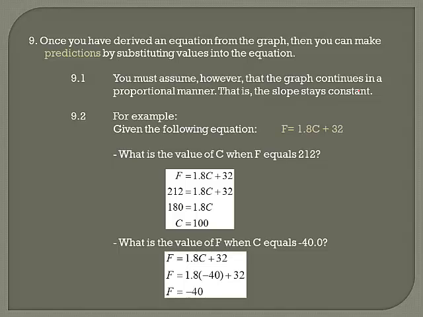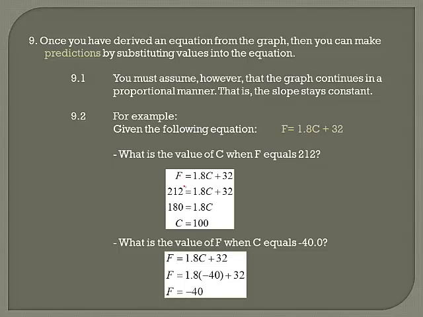Once you have derived an equation from the graph, then you can use it for making predictions by substituting values into the equation. You must assume, however, that that graph continues in the same manner as the graph had throughout the data range that you want to use. That is, the slope remains constant. So for example, if we're looking at the relationship that F, the degrees in Fahrenheit, is 1.8 times the degrees in Celsius plus 32, if we want to know the value of C, the degrees in Celsius, when you have a temperature of 212.